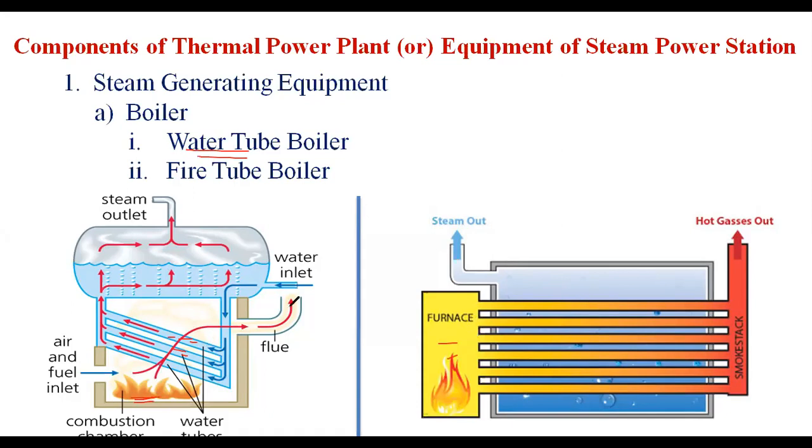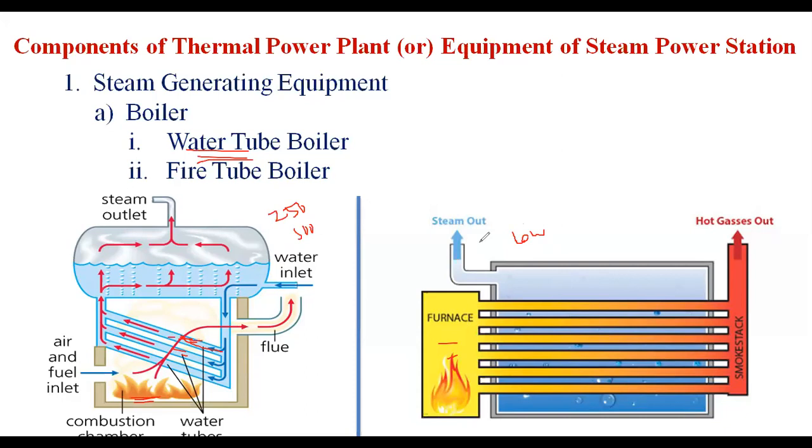And the steam production is high in the water tube boiler because the water is flowing inside the tubes surrounded by the heat. Due to that, the steam production is high. In the fire tube boiler, the steam production is low. The water tube boiler is applicable for medium as well as large power plants. We can go for either a 250 megawatt, 350 megawatt, or 500 megawatt power plant.